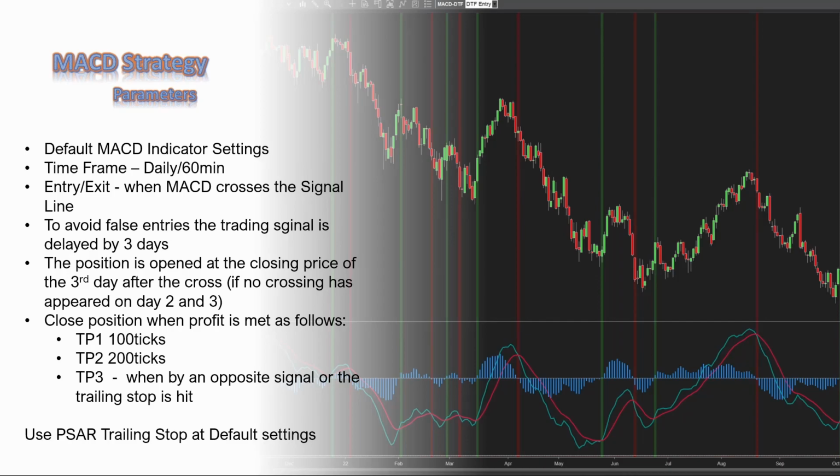Close the position when profit is met as follows: take profit 1, 100 ticks, take profit 2, 200 ticks, and the 3rd position, leave it as a runner to be closed by a signal in the opposite direction or a trailing stop. Use the parabolic SAR trailing stop at default settings.